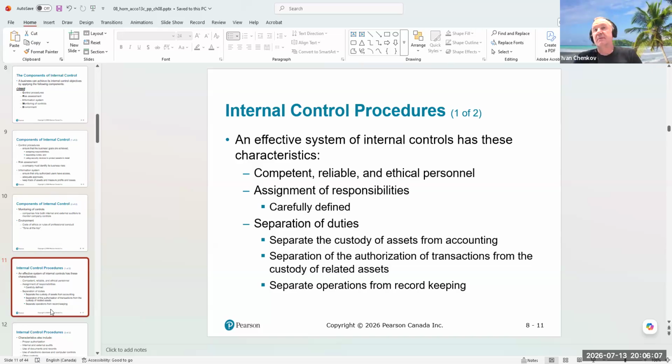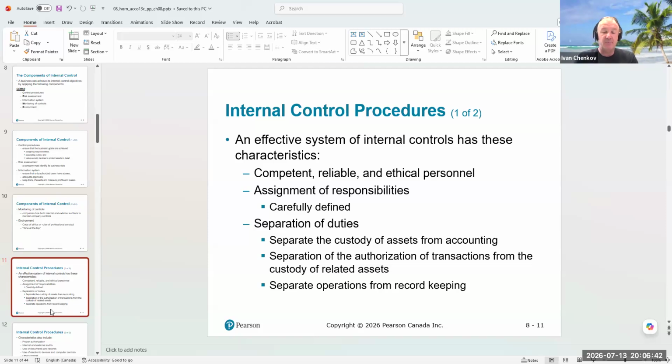Which comes to the point of the separation of duties. I'm going to test you on the separation of duties in the form of a multiple choice question on the final exam, where you identify what the separation of duty is. The separation of duty is to separate the custody of the asset from the accounting. So basically we're separating the activity from the recording. Separation of authorization of transaction from the custody of the related asset, and separate operation from the record keeping.